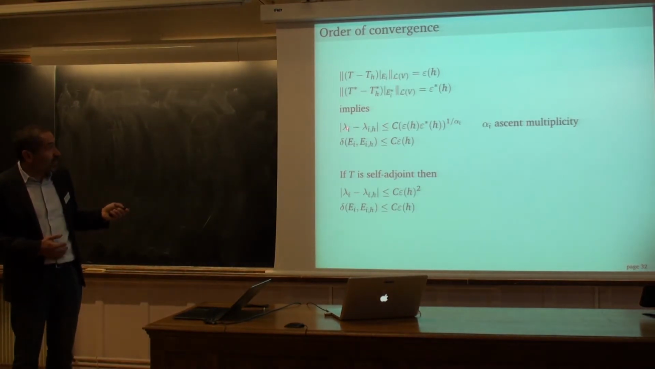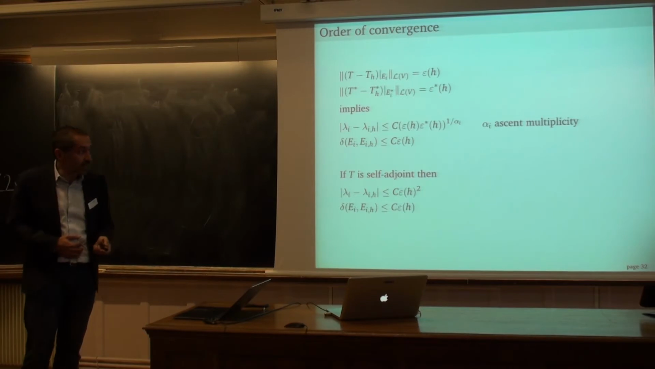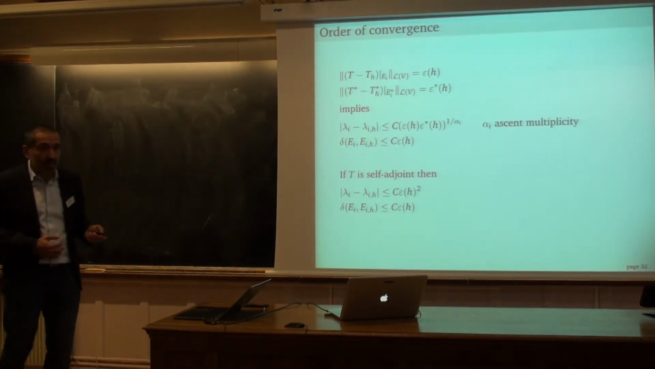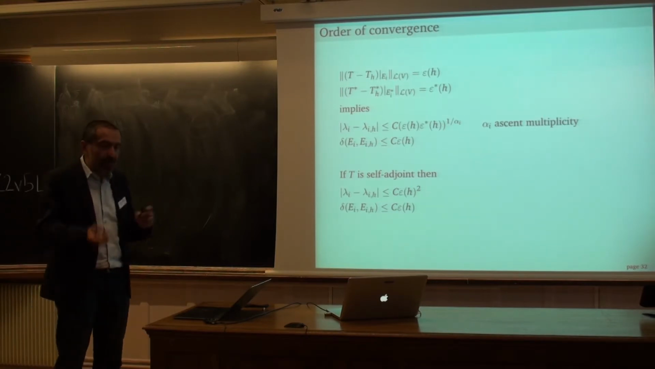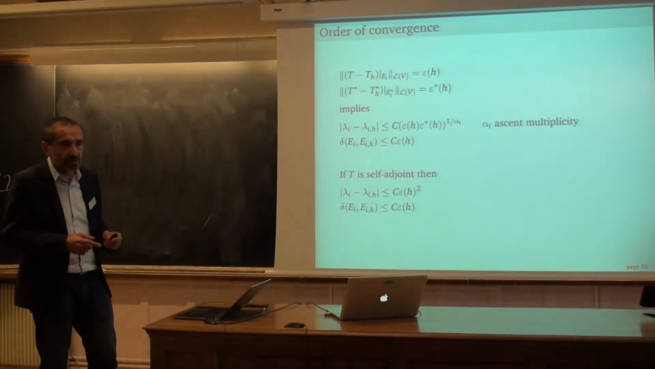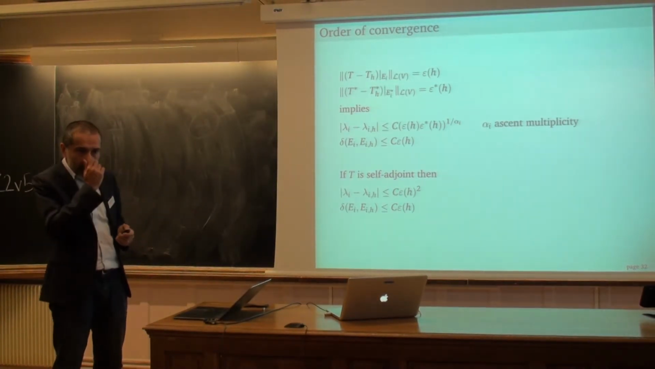And this is the theorem that says that the error in the eigenvalue is just the multiplication epsilon times epsilon star raised to the power 1 over alpha_i, where alpha_i is the ascending multiplicity of the eigenvalue. In particular, in the case... What do you mean by the adjoint of the eigenspace? You mean the eigenspace of the adjoint operator. Is the corresponding eigenspace of the adjoint operator. At the same level? Yes. Oh, okay. Yes.